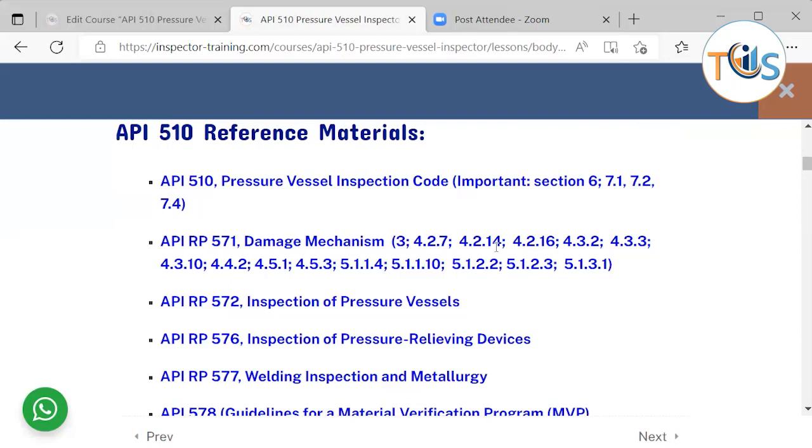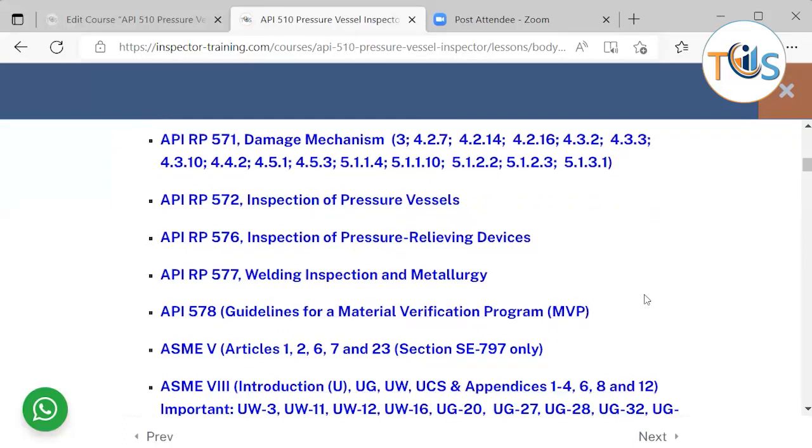And then the damage mechanisms, there are around 15 to 16 damage mechanisms you should know, and also the vocabulary, terms, definitions. Then you should know about inspection of pressure vessels, pressure relieving devices, just the very basics.